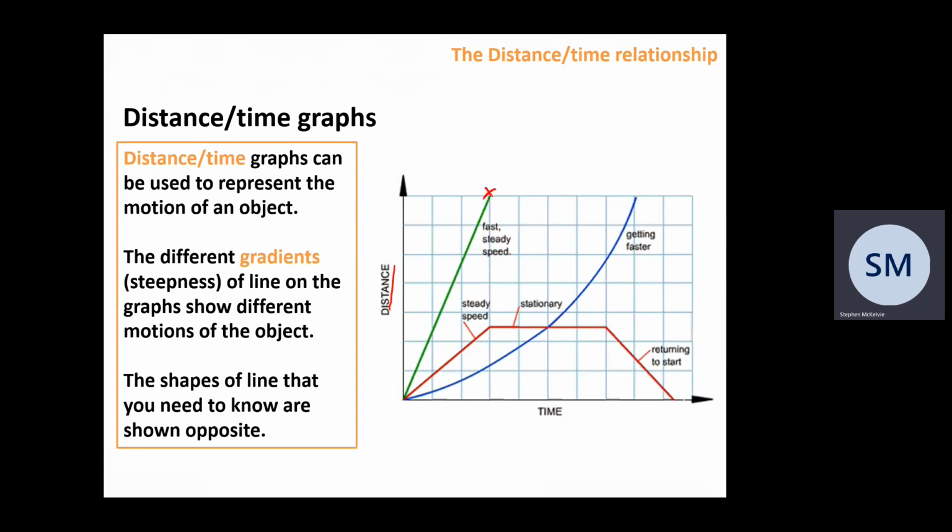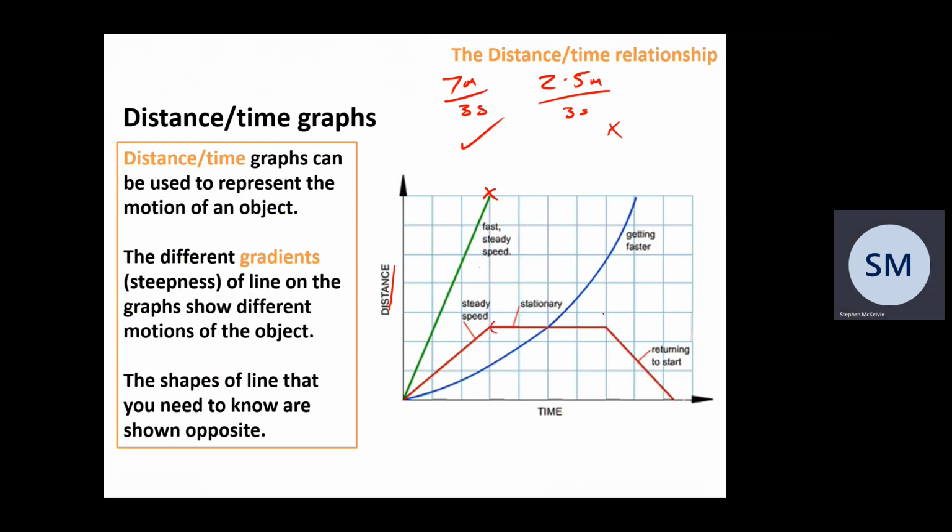So looking at this green line here, it starts off at 0 and it covers 1, 2, 3, 4, 5, 6, 7. It covers 7 units of distance in about 3 units of time. But the red line only covers 2.5 units of distance in 3 units of time. So let's say it was 7 meters over 3 seconds and 2.5 meters over 3 seconds. This is going to have a much greater average speed than the red line.